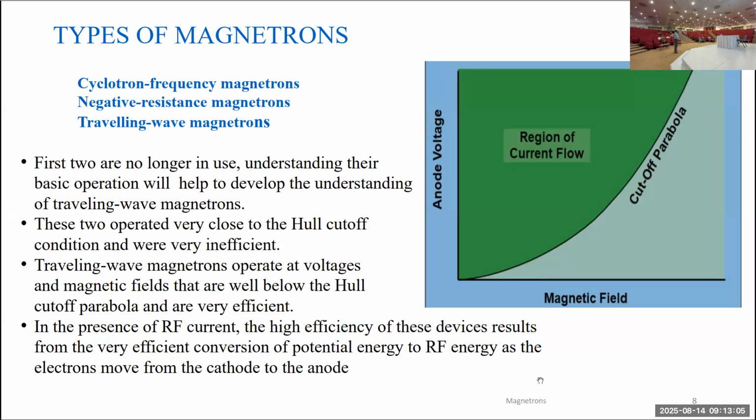The first two are operated very close to the Cole cutoff condition. Their operation voltages, or anode voltages, are very close to this cutoff parabola. The traveling wave magnetron operates at voltage and magnetic field that are well below the Cole cutoff parabola and is very efficient. In the presence of RF current, the high efficiency of these devices results from a very efficient conversion of potential energy to RF energy as the electron moves from the cathode to the anode.